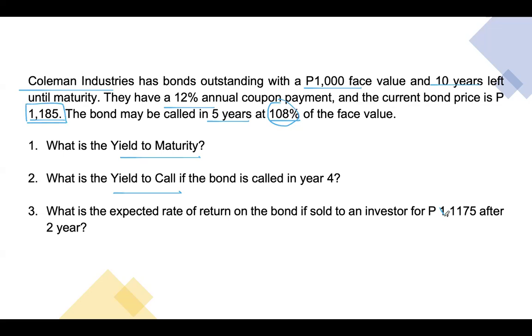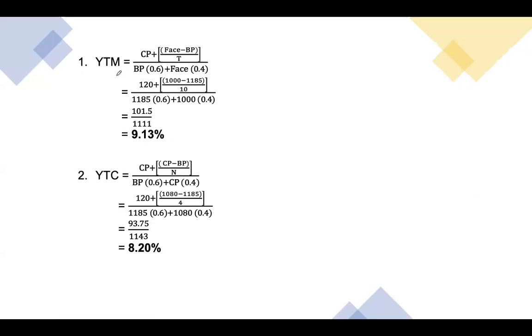So this is 1,175, after year 2. So you have to compute the bond price in year 2 and the selling price is 1,175. That will be your capital gains. So yield to maturity: coupon payment is 120, face value 1,000, bond price 1,185 given, over 10, so all over 60/40, so the answer is 9.13.